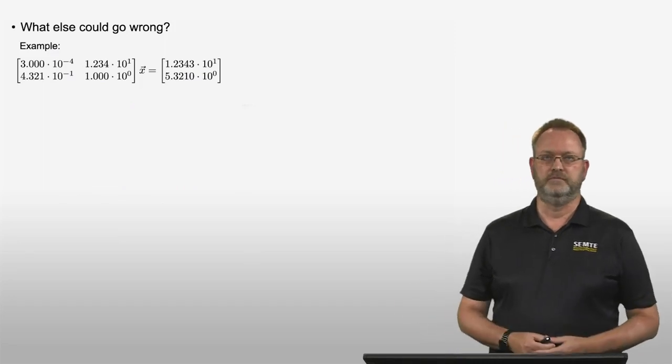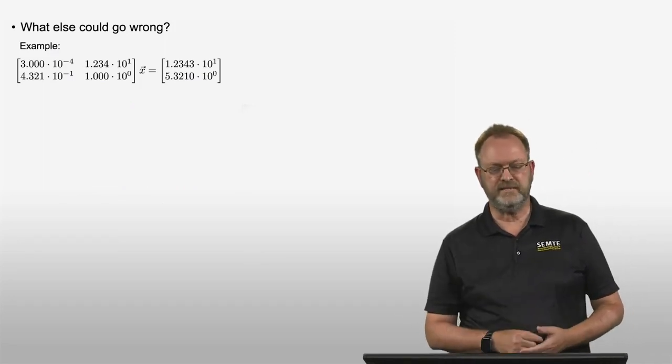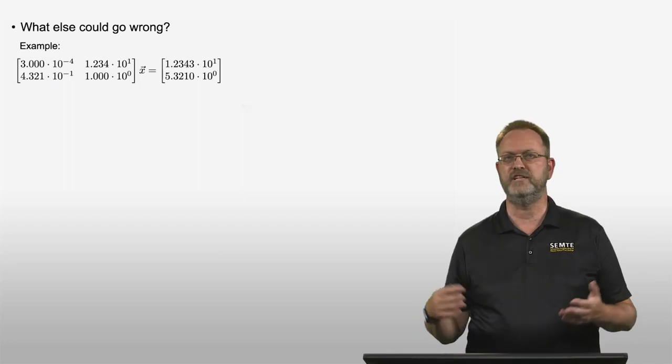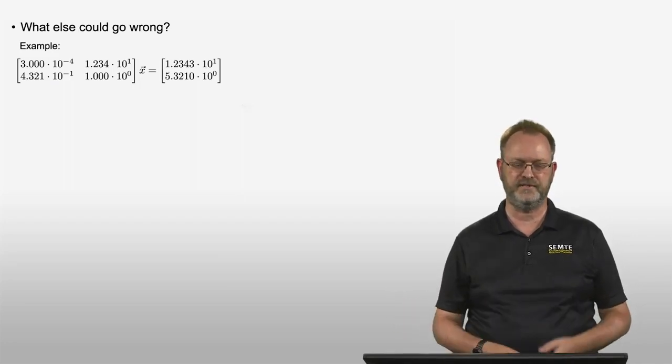So what else could go wrong? Let's look at this example here. There are just some numbers. None of them is 0, so this matrix is not singular.